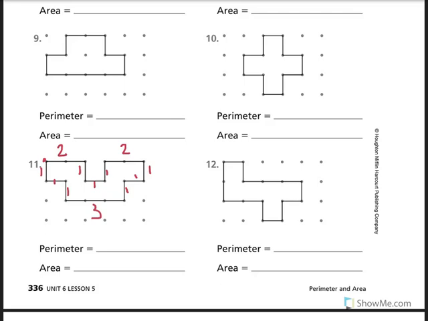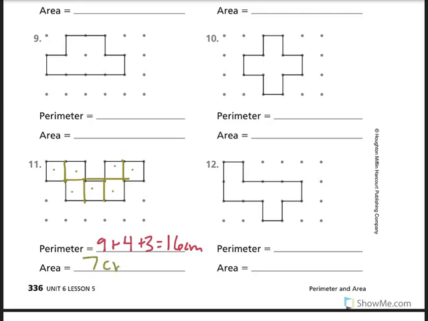So I'm going to just count all my ones. 1, 2, 3, 4, 5, 6, 7, 8, 9. 9 ones plus my 2 twos, which is 4, plus my 3. So that's 9 plus 7, which is 16 centimeters. And then my area, let me neaten this up a little bit. I'm just going to chunk this into squares and count the squares. And I'm using the centimeter dots to make the squares. So count my squares. 1, 2, 3, 4, 5, 6, 7. 7 centimeters squared. It's just the space inside that shape.